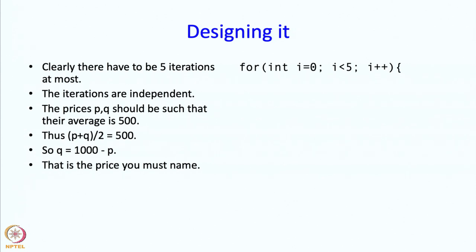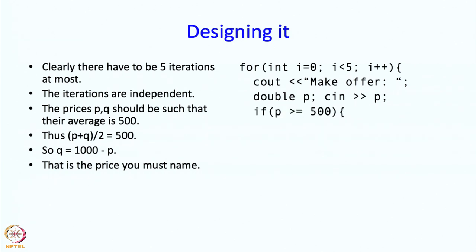So, how does this work? We are going to have a loop which runs 5 times at most. You are going to tell the buyer to make an offer. The buyer is going to type something and that is going to go into P. If P is bigger than or equal to 500, then you are going to accept the offer. So, you are going to print out accepted and you will break. The loop ends.